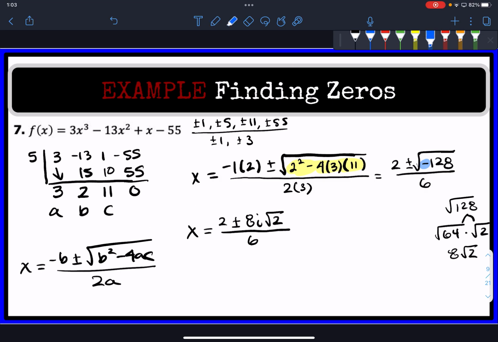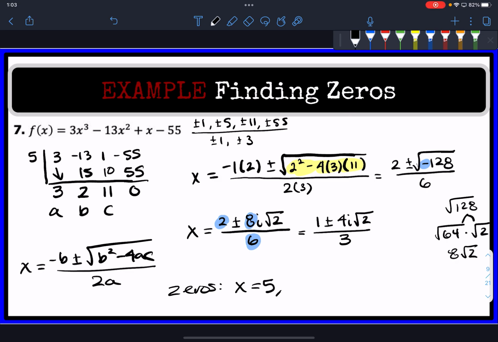And then factoring a common factor among these three, which is 2, I can divide those three numbers by 2. I get 1 plus or minus 4i radical 2 divided by 3. So there are my zeros. My zeros are x equal to positive 5, and then the complex zeros of 1 plus 4i radical 2 divided by 3, and 1 minus 4i radical 2 divided by 3. So there are my answers.